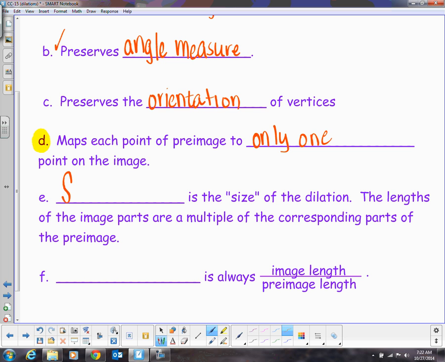All right, the scale factor is the size of the dilation. The lengths of the image are a multiple of the corresponding parts of the pre-image. And our scale factor is always image length over pre-image. I want to play with that a little bit more.